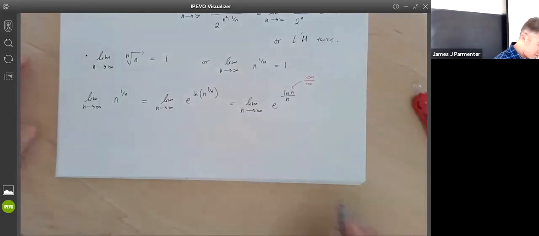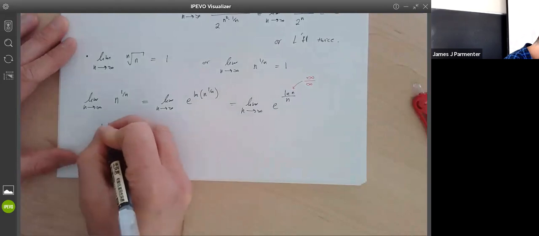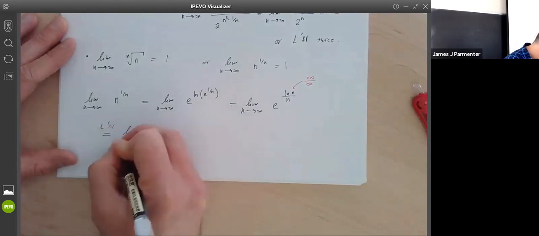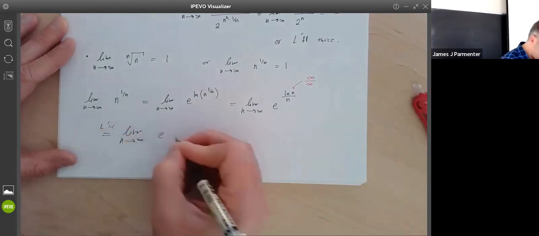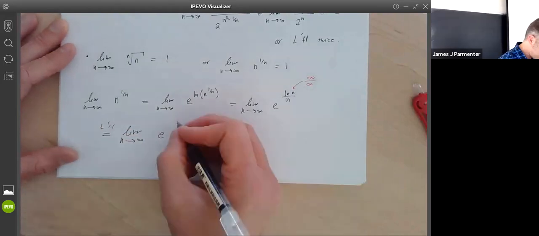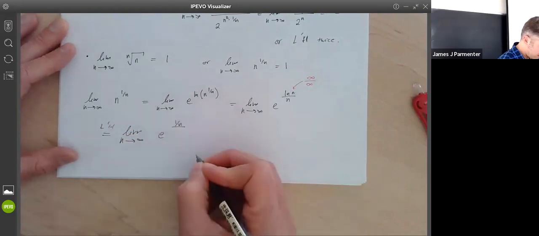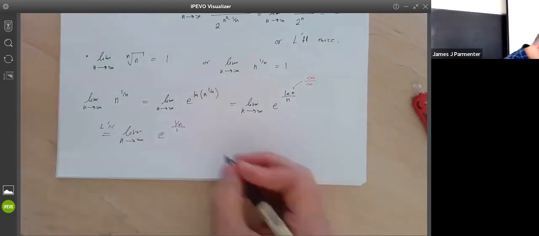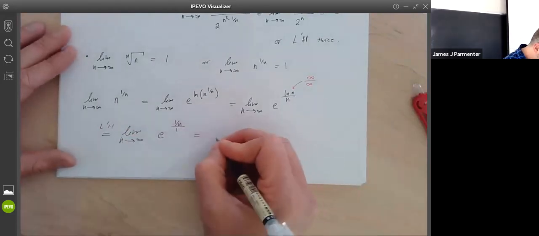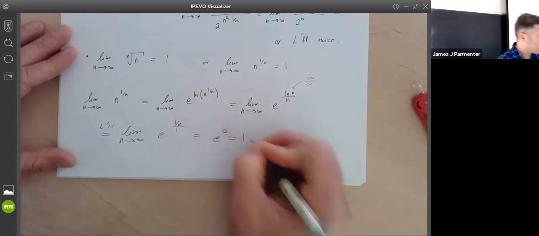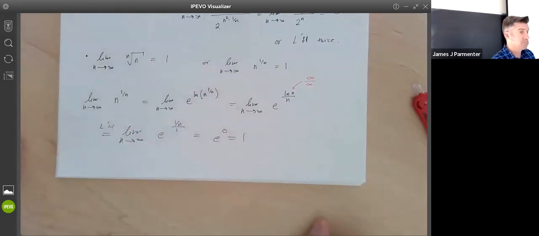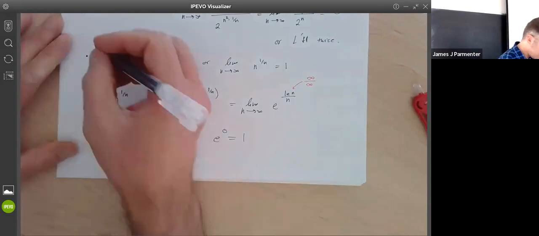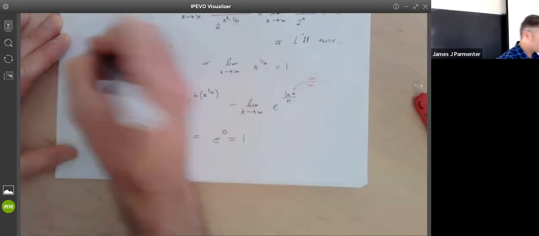So we can use L'Hopital's rule. The limit as n goes to infinity of e to the derivative of the natural log of n, which is 1 over n, over the derivative of n, which is 1. Oh yeah, this seems not too terrible now that you actually say it. 1 over n goes to 0, so we get e to the 0, which is 1. So it really is the case that this limit is equal to 1.